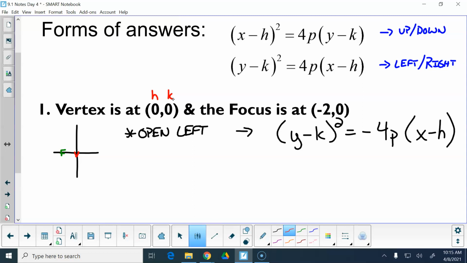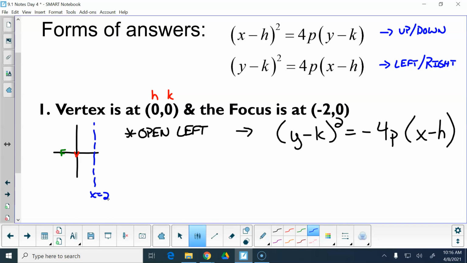Anything else that we can figure out? Theo, what do you got for me? The directrix. We don't need it. Oh. Yeah. But where would it be? 2, 0. So it'd be the line x equals 2, right? Yep. So if we wanted to, the directrix would be over here at x equals 2. Okay? Love it. What else can we find?